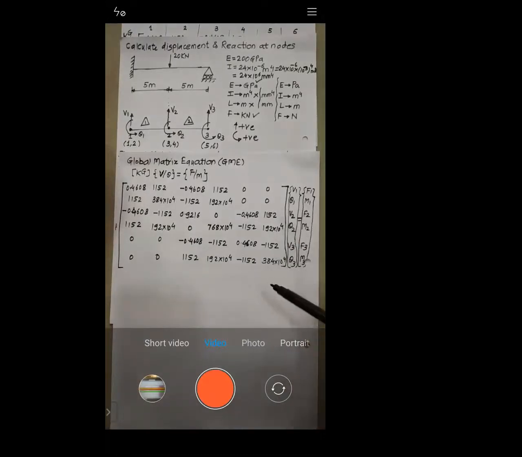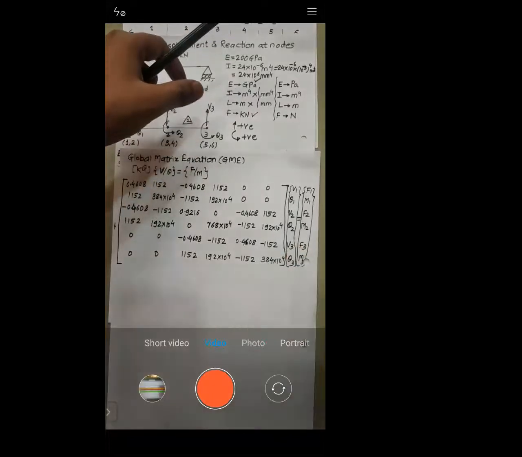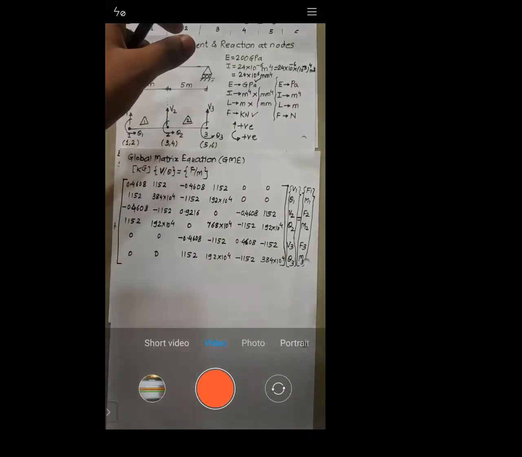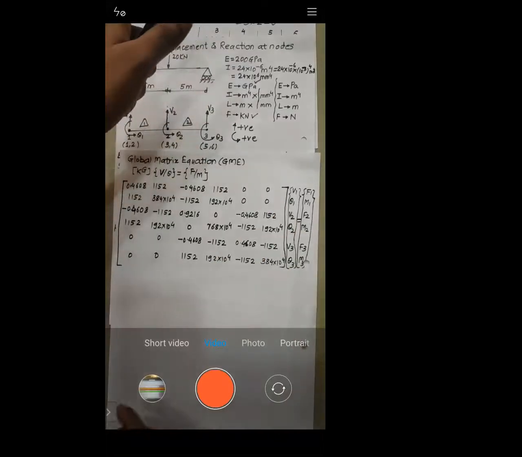So these are the displacements. V1 is in y direction. V1, V2, V3 are displacements in y direction at node 1, node 2, node 3. Similarly, theta 1, theta 2, theta 3 are the angular displacements. V1, V2, V3 are linear displacements, while theta 1, theta 2, theta 3 are angular displacements. F1, F2, F3 are the vertical forces or vertical reactions, and M1, M2, M3 are the moments about Z axis.